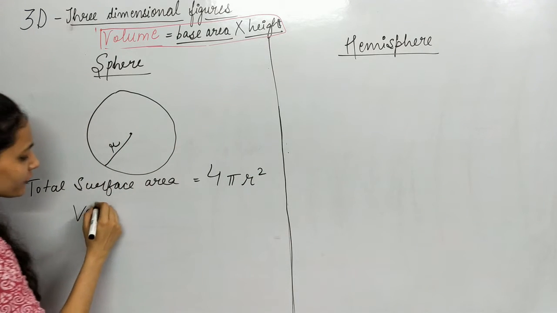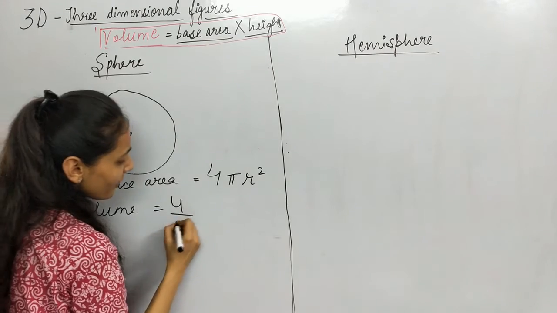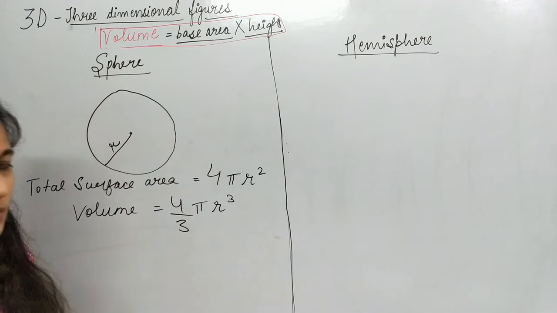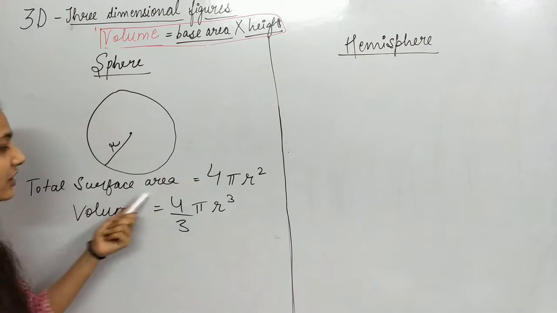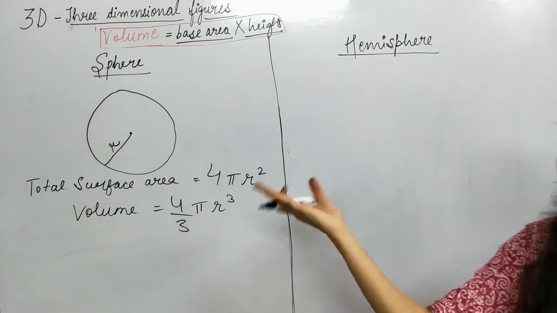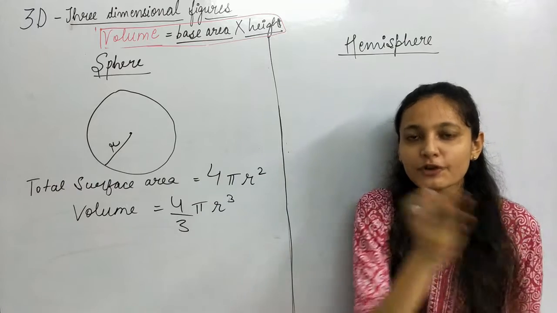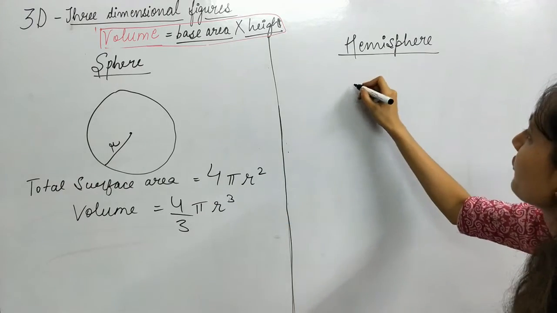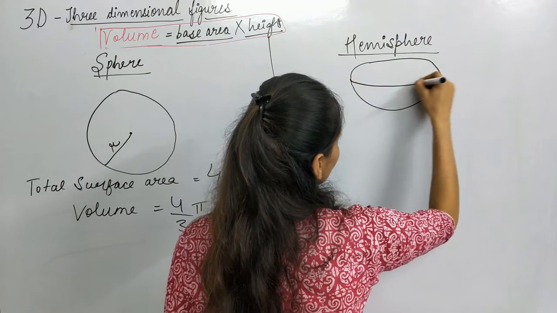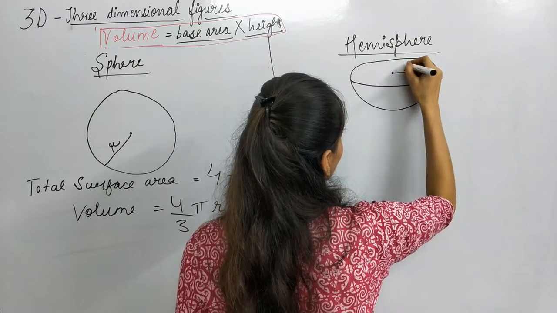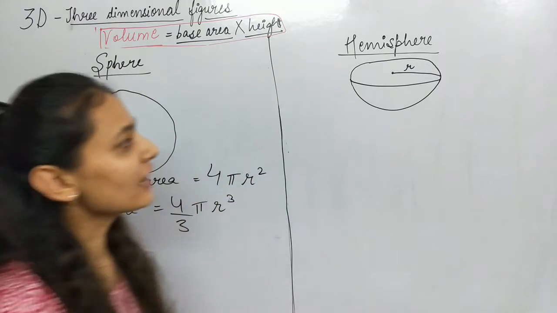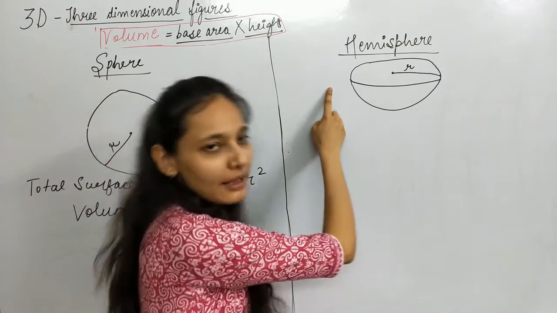Okay, and volume of sphere is 4/3 pi r cube. This is the volume of sphere. That is, capacity of the sphere is 4/3 pi r cube, and total surface area is 4 pi r square. What is hemisphere? Hemisphere, if you cut the ball from its half, you get a hemisphere. Okay, like this.